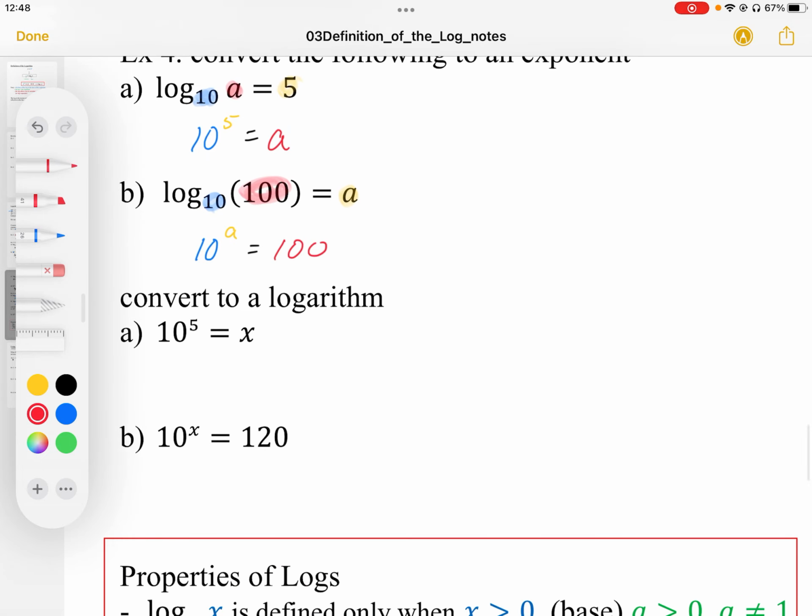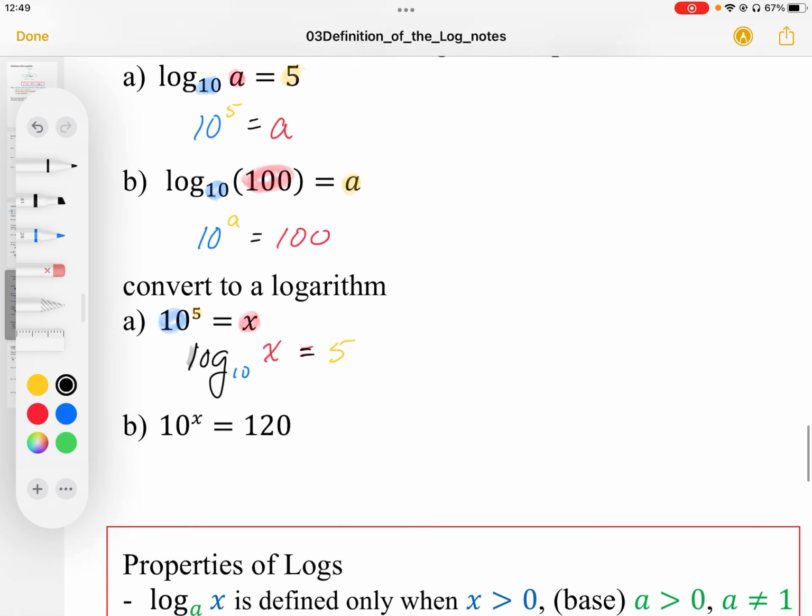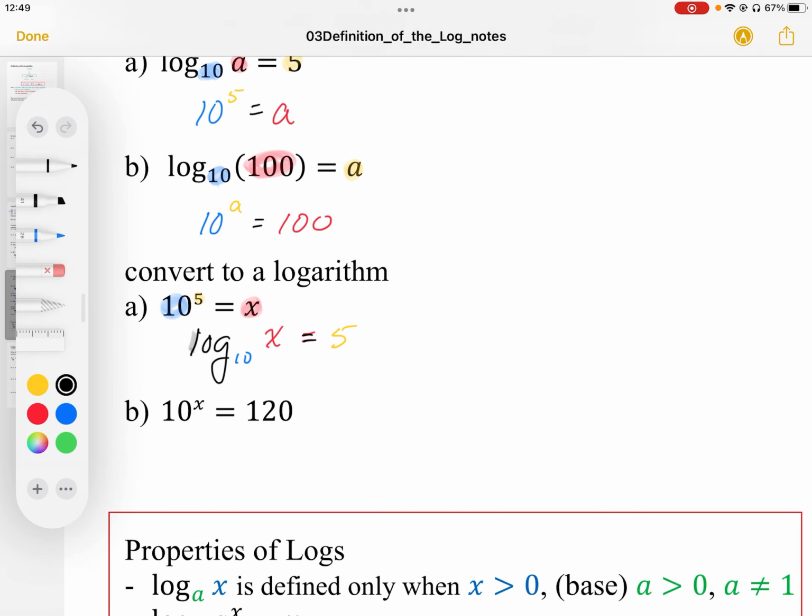So the reverse is true here. We have our base, we have our exponent, we have our argument. As long as we identify those three distinct parts, we can rewrite this as a log. So we end up with log, the base is 10, our argument is x, and this is going to be equal to the exponent, which is 5. Okay, so there's our converting to our log form. Now, in this case here, the exponential form lets me solve for x. The log form doesn't.